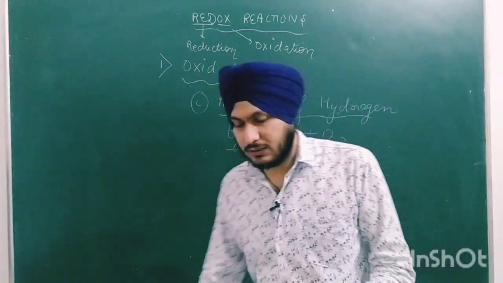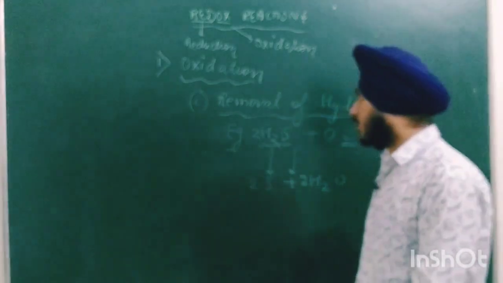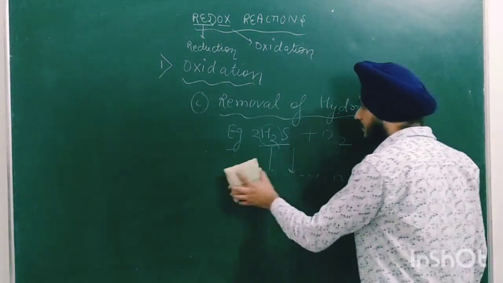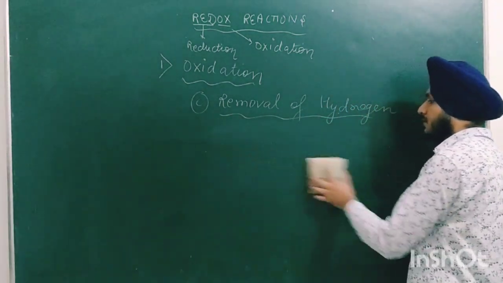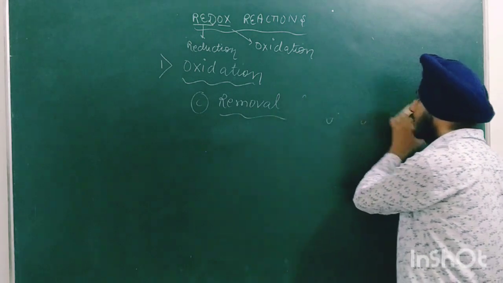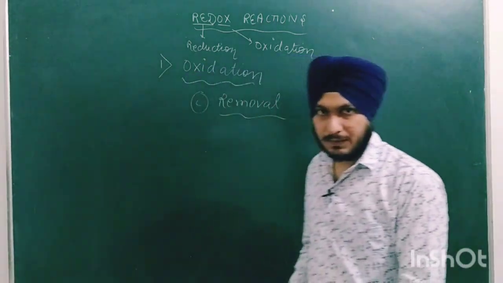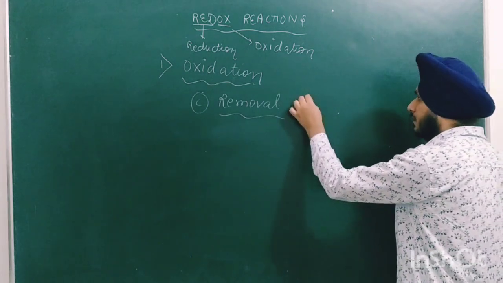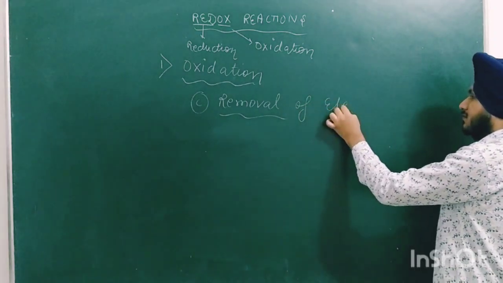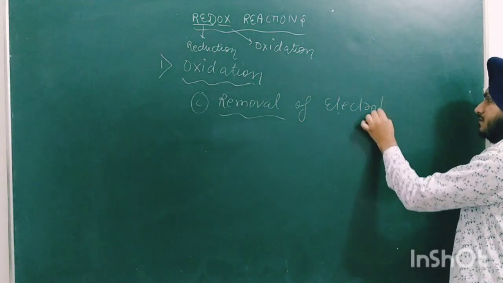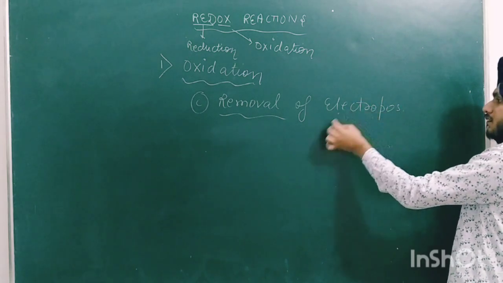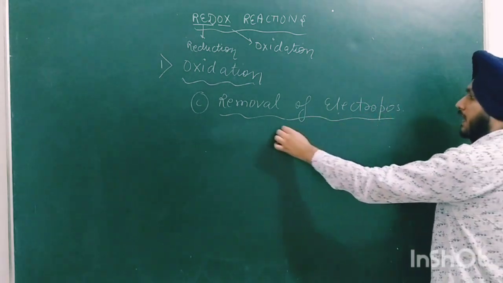Now the fourth one is quite complex, that is removal of electropositive element. Removal of electropositive element, and this is quite complex and tough also.